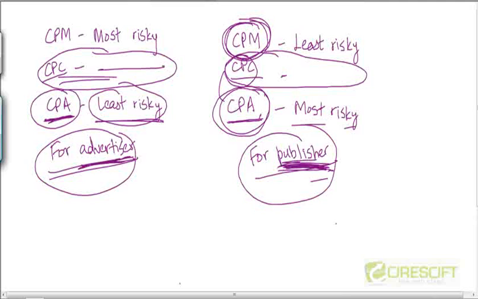Okay, so can you think of a way by which you can actually make money by buying advertisements using the CPM model from one website and then selling it to some other website using the CPA model?